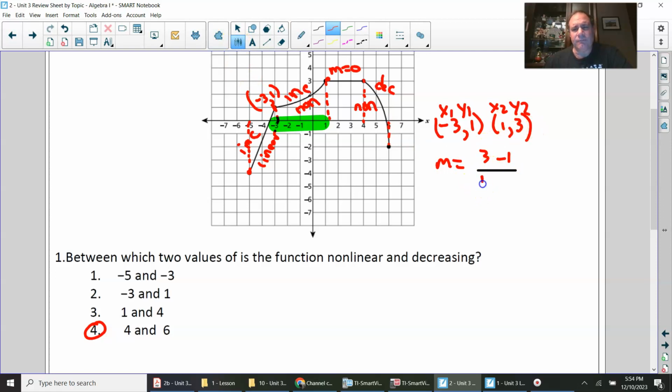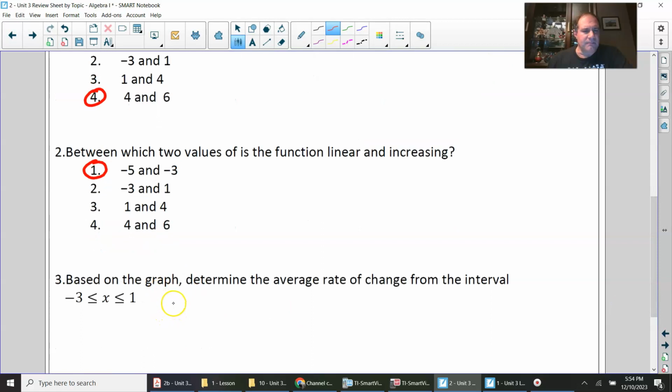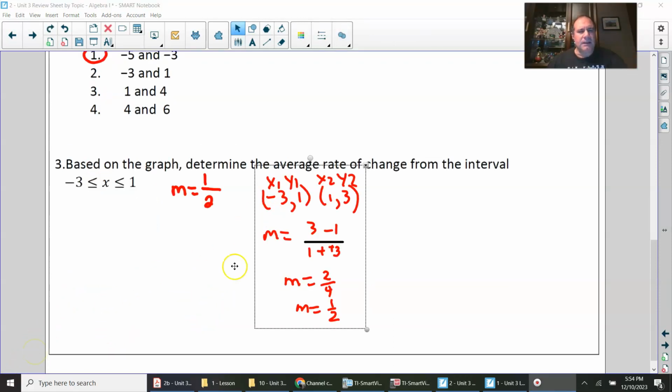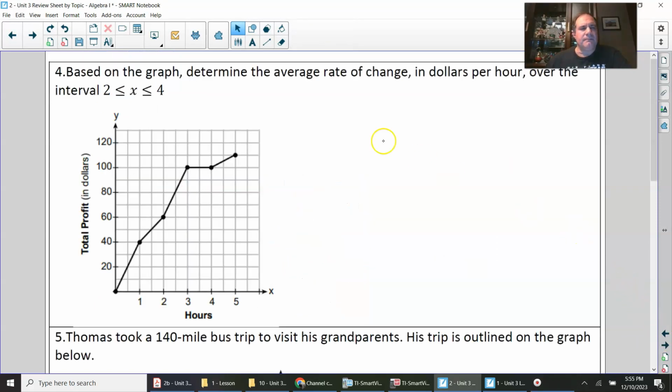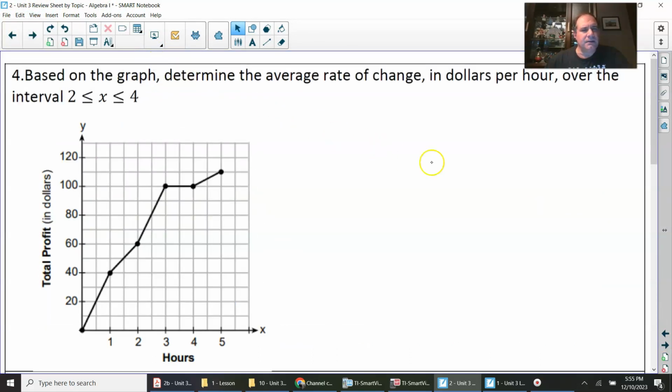3 minus 1 and 1 minus a negative 3. So that's plus plus. M equals 2 over 4. M equals a half. So all of this work that I just did over there, it's M equals a half, 1 over 2. All right, and that is it. Okay, I just moved that down, and that's how I got M is a half. All right, based on, let me see if I could put this back. I can.